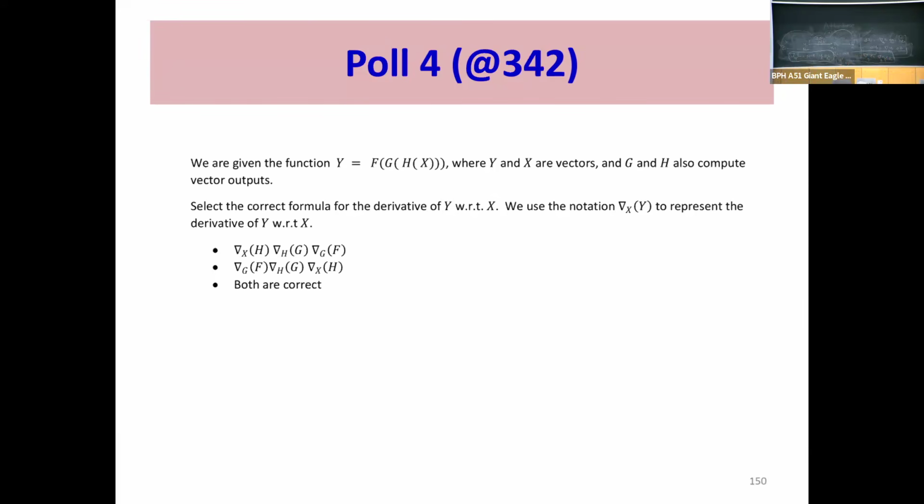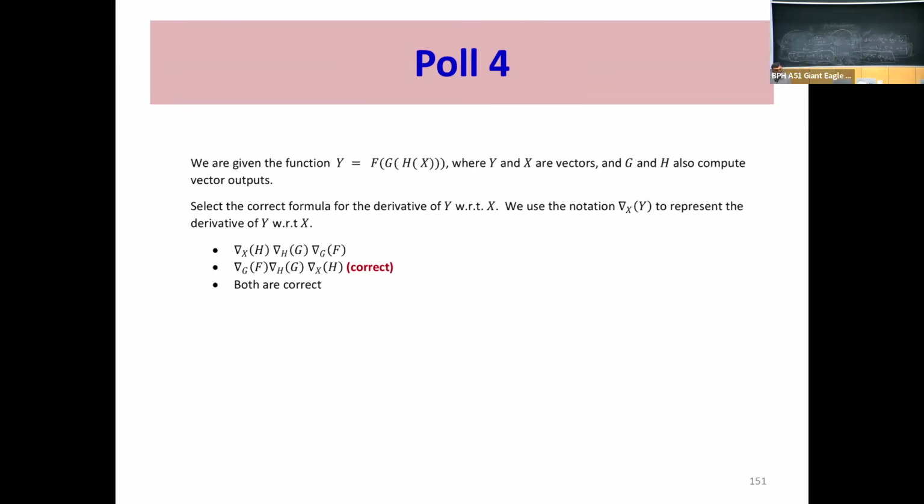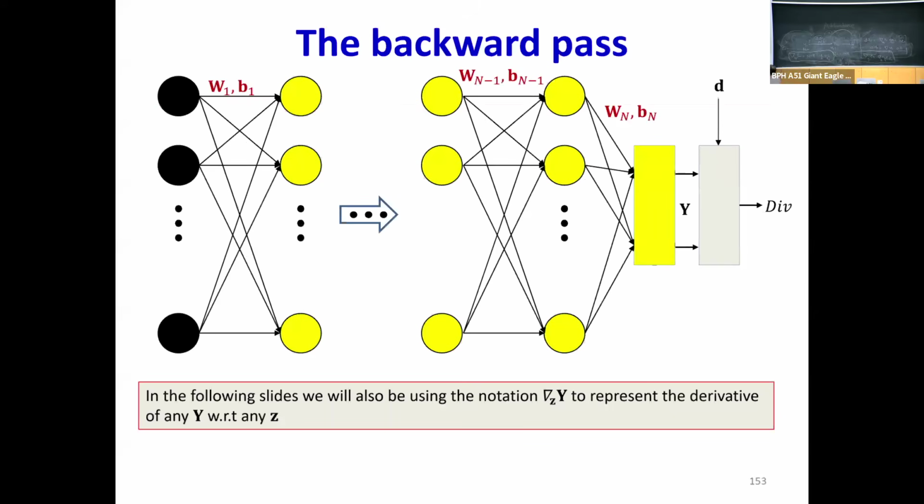Thumbs up, okay. So somebody on Zoom, can you answer? Which is the correct one? The second option. The second option, you have outward in, right? You start from the end, then you keep multiplying to the right. Beautiful. And so now we are all set to perform the backward pass.